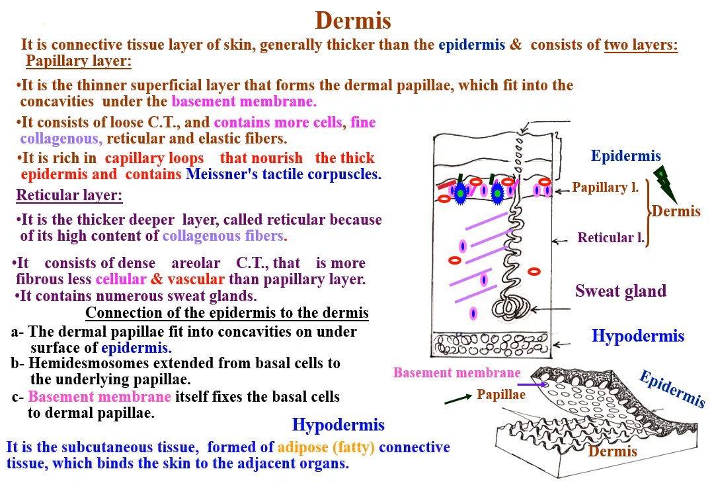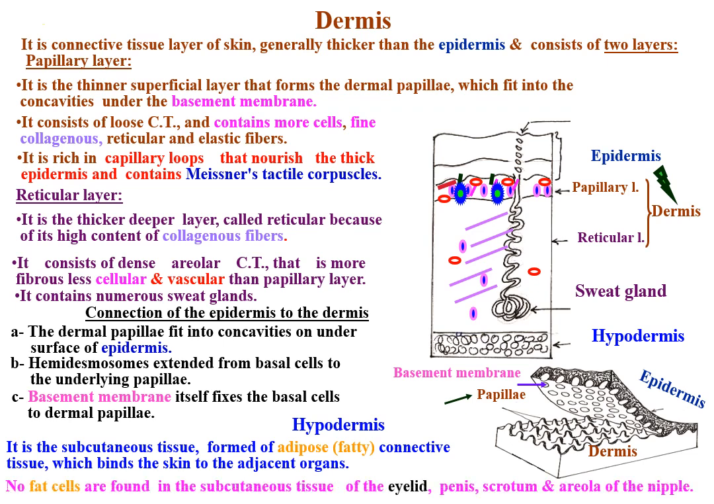The hypodermis is the subcutaneous tissue formed of adipose connective tissue which binds the skin to the adjacent organs. No fat cells are found in the subcutaneous tissue of the eyelid, penis, scrotum, and areola of the nipple.